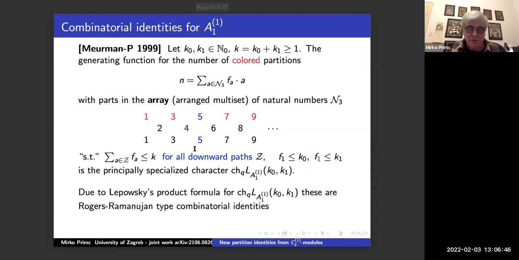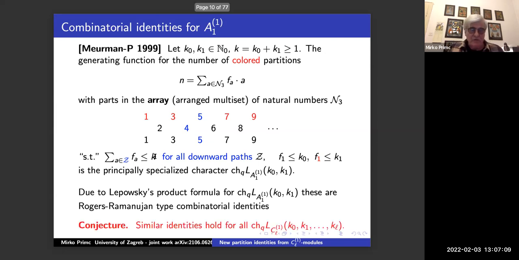So due to Lepowsky's product formula, these are Rogers-Ramanujan type combinatorial identities. And here it should be just noticed that this difference condition is more complicated than in the Rogers-Ramanujan case or in the Gordon case for general k. So today's conjecture is really that similar identities hold for all standard modules of all symplectic affine Lie algebras.